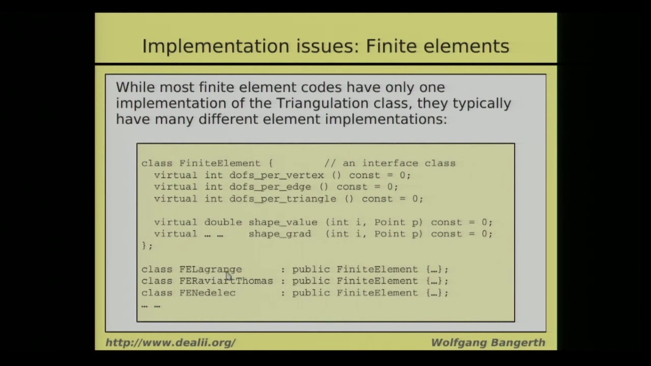For example, FE_Lagrange, I should have changed this name. FE_Lagrange is really what we call FE_Q in deal.II. But you might also have an implementation FE_RaviartThomas or FE_Nedelec, and all of these are implementations of this interface. So the finite element hierarchy would be a really good use case of object-oriented design, where you have an abstract base class and multiple implementations of this.